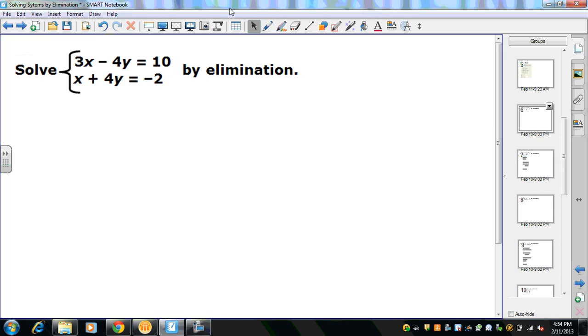All right, elimination is another way that you can solve a system of equations. So I've shown you guys how you can solve a system of equations by graphing. I've shown you how you can solve a system of equations using substitution. And now I'm going to show you how to do it using elimination.